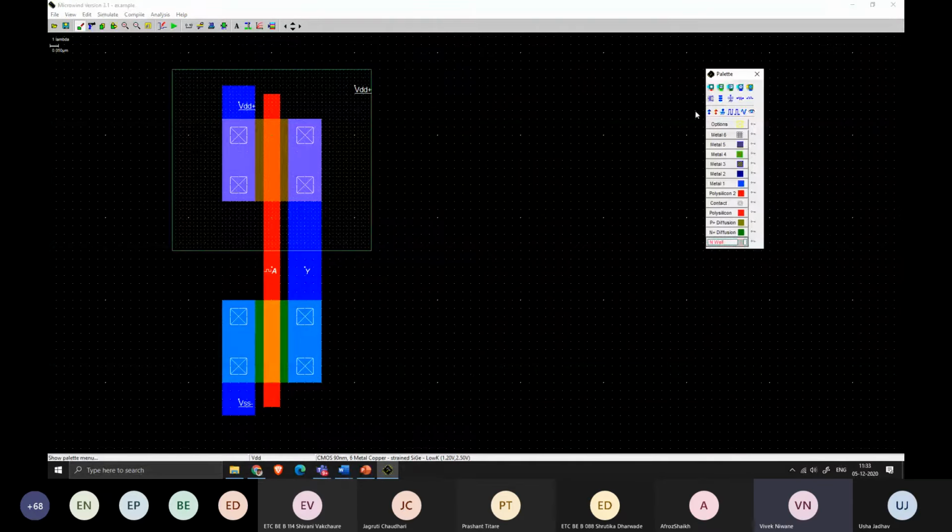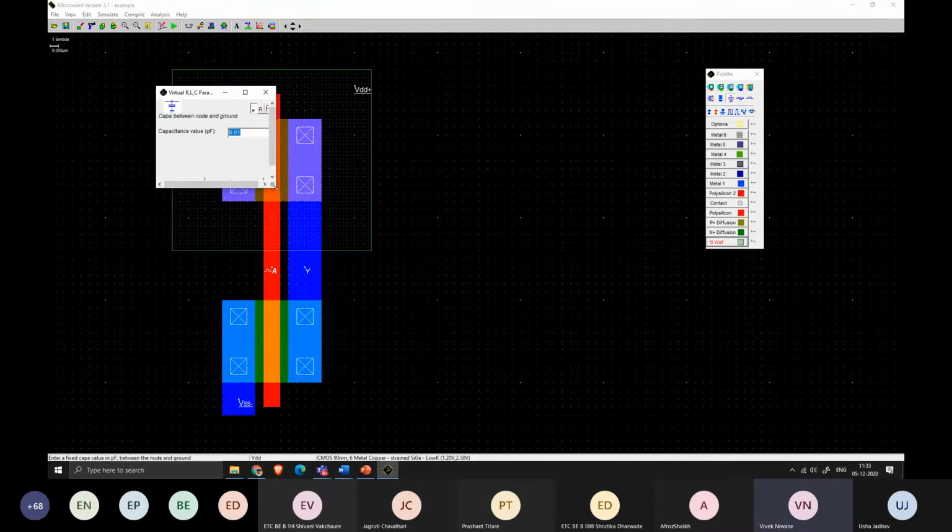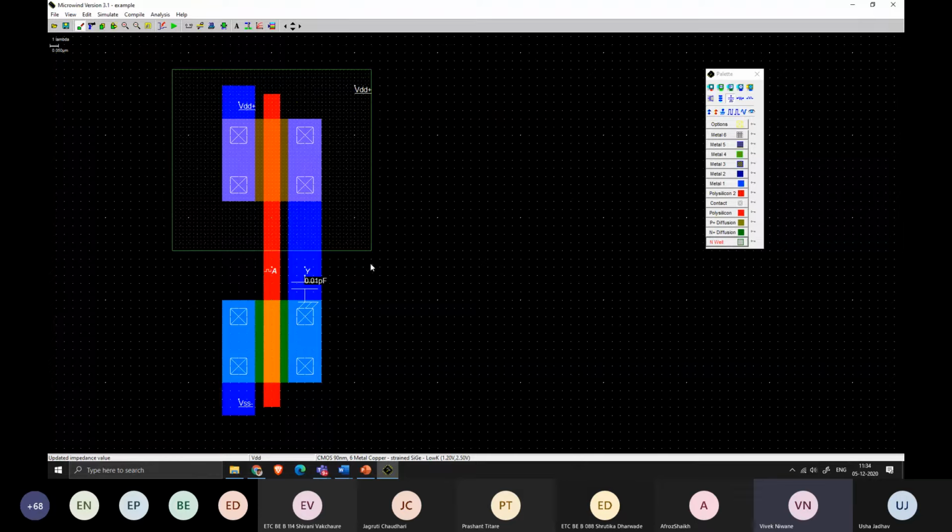Okay, now in the palette you do have this capacitor. Click on it, place it on your design. It will ask you to put the value. Let our capacitor be 0.01 picofarad, a very small capacitor. Okay, and let us once again simulate it.